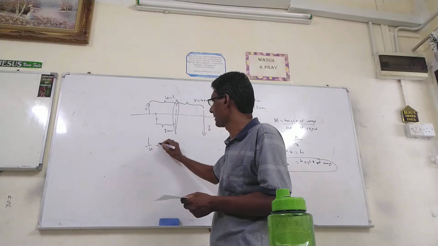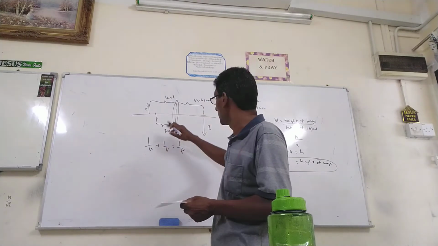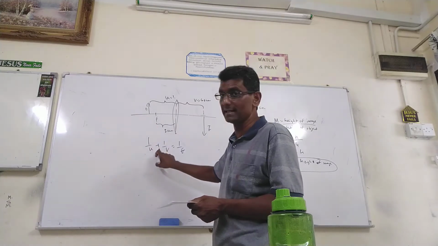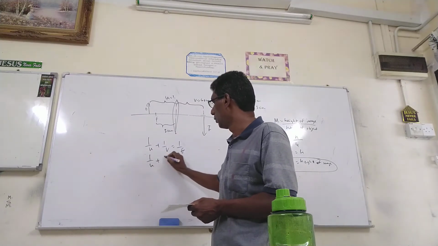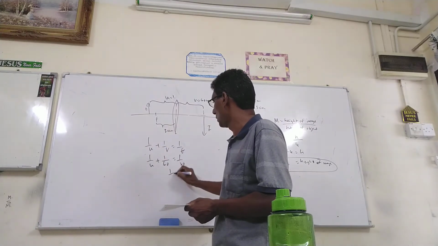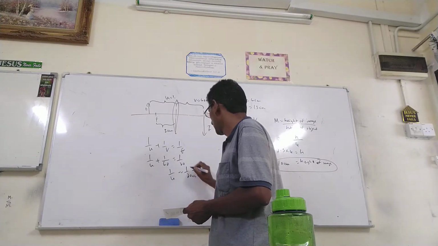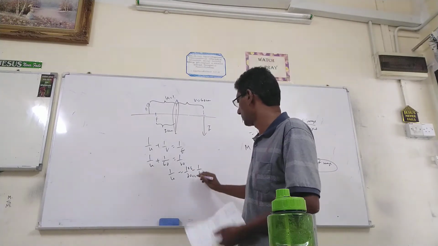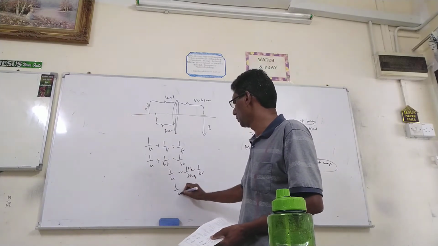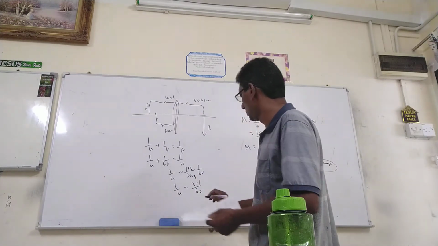So 1 over U plus 1 over V equals 1 over F. Why do you plus in the formula? Because the image is on the other side of the lens. If the image is on the same side of the lens, you minus in the formula. So 1 over U, 1 over V, V is 60 cm, 1 over F, F is 20 cm. So 1 over U equals 1 over 20 minus 1 over 60. So times 3. So 1 over U equals 3 minus 1 over 60.